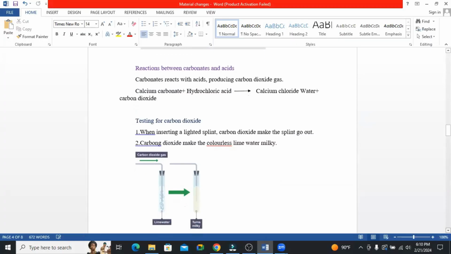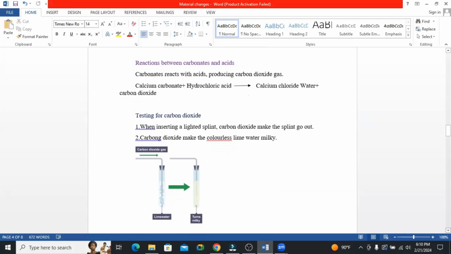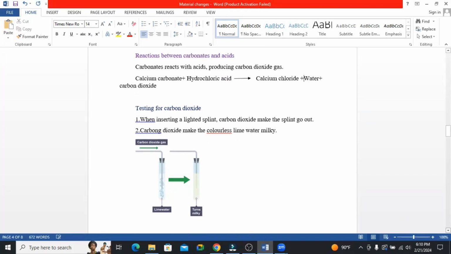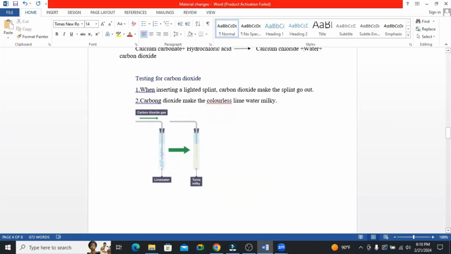Now, the reaction between carbonates and acids. Carbonates react with acids producing carbon dioxide gas. We'll see one experiment. Calcium carbonate is reacting with hydrochloric acid to produce calcium chloride, water, and carbon dioxide. Now we'll see the testing for carbon dioxide, whether this gas is carbon dioxide or not. When inserting a lighted splint, carbon dioxide makes the splint go out. It is one observation. And another one is that carbon dioxide makes colorless lime water milky.